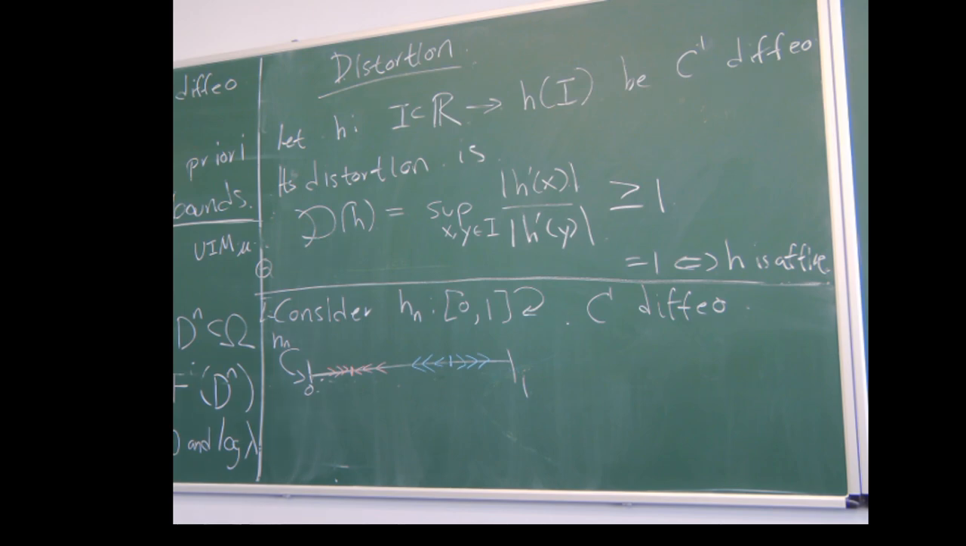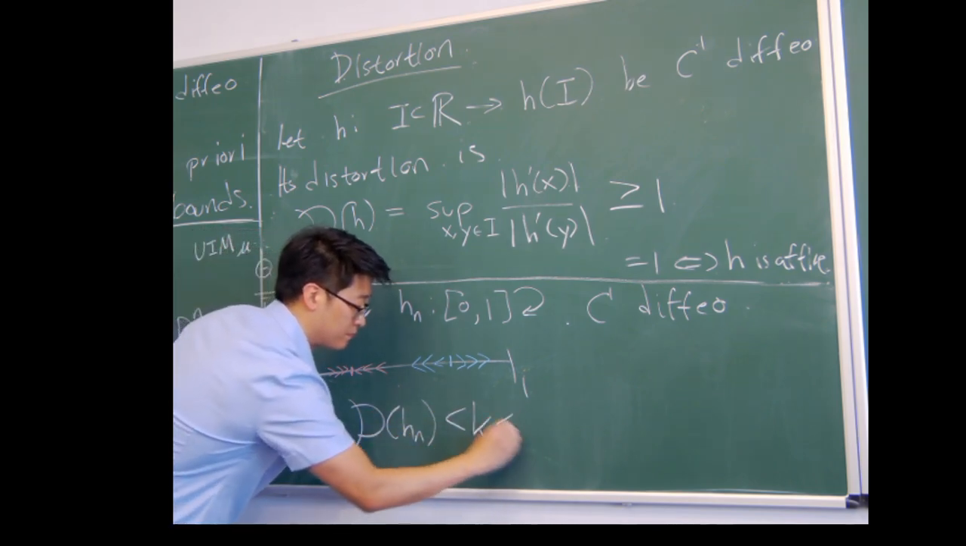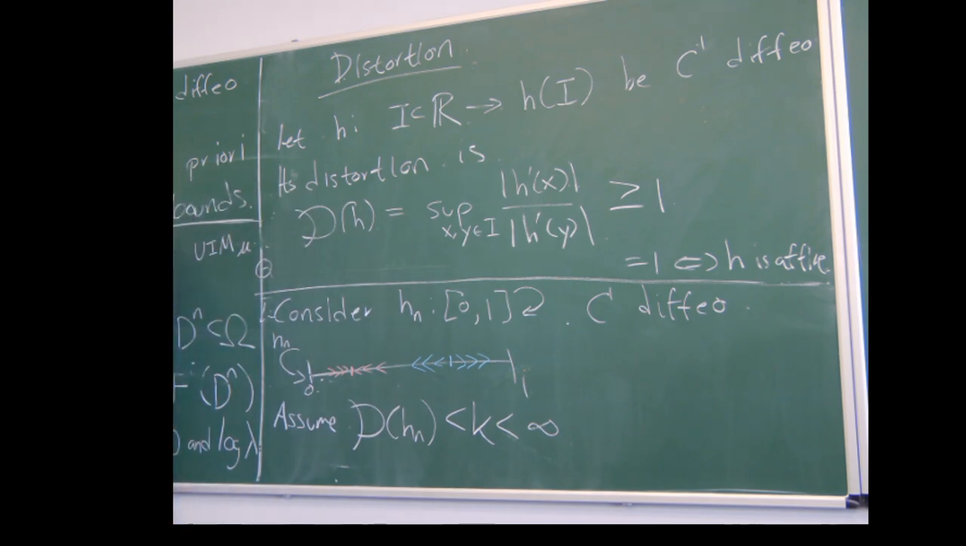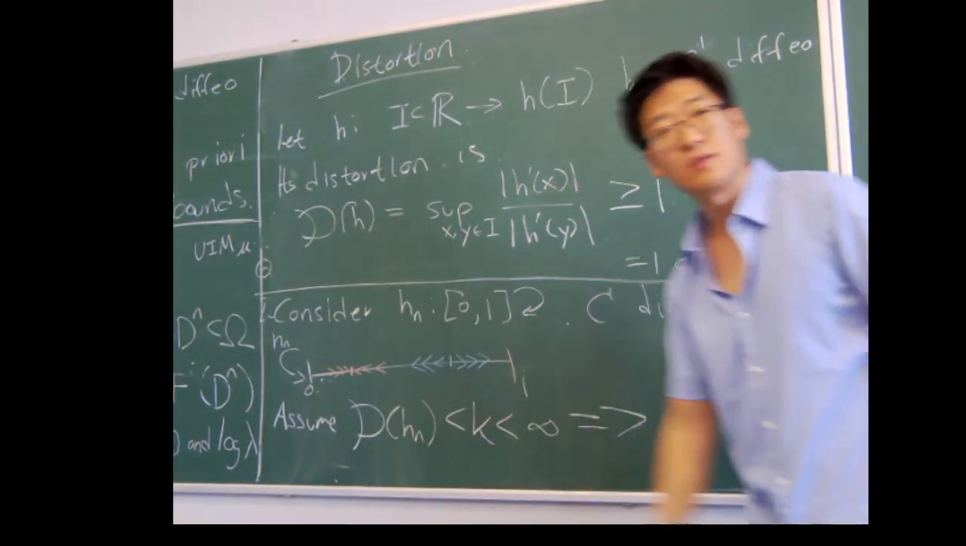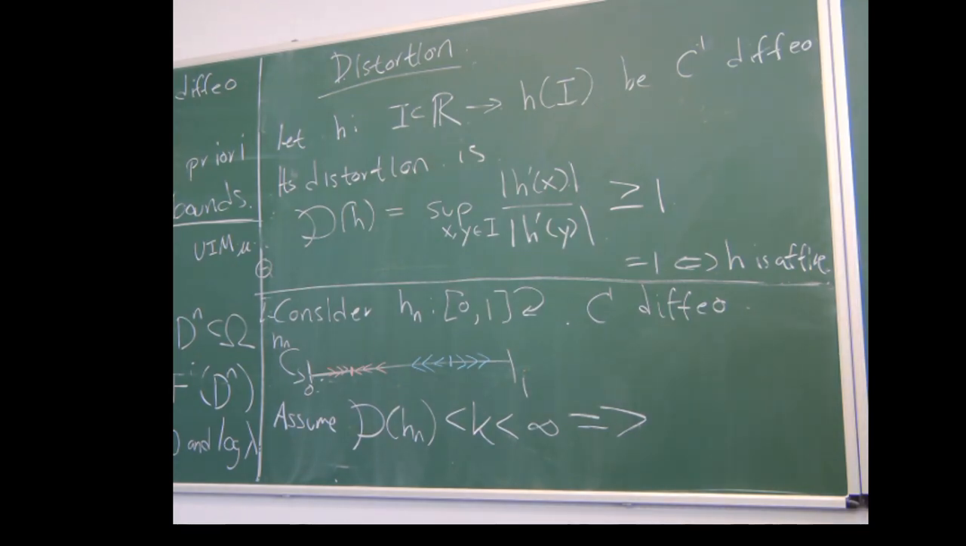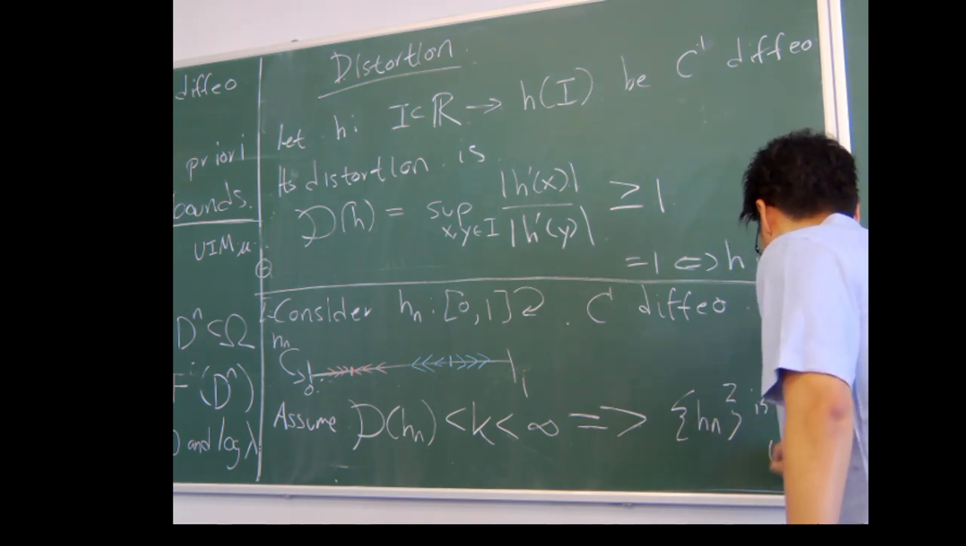Yeah? And notice that if you make an additional assumption that the distortion of H is uniformly bounded by some K, then this kind of picture can't happen. Yeah? So this is a hand-wavy argument to prove that if you have a sequence of diffeomorphisms with uniformly bounded distortion, then this sequence has to be precompact. It is precompact.